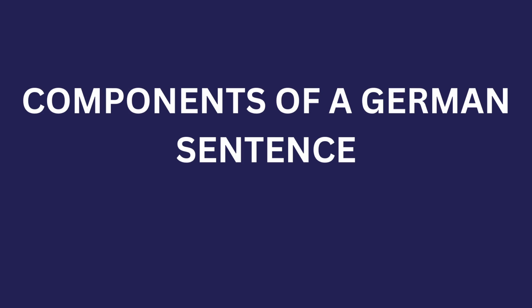Alright, let's start by breaking down the components of a German sentence. So every sentence consists of three main elements. What are those three main elements? Any guesses? They are the subject, verb, and the object.